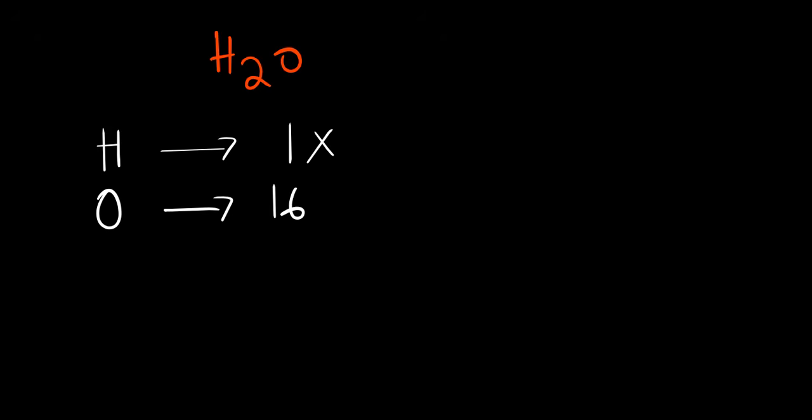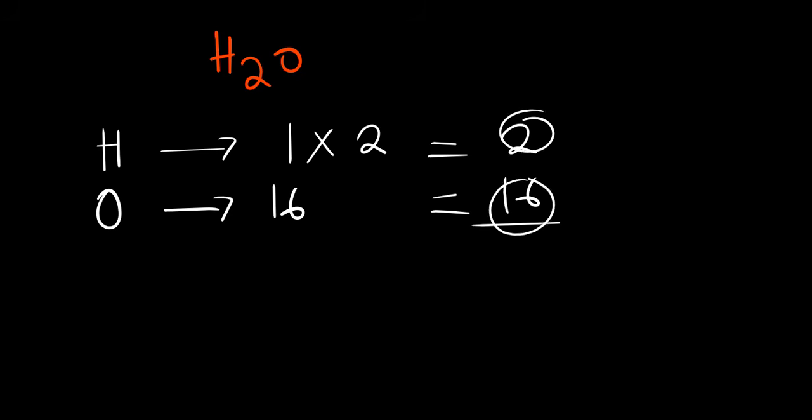Therefore, what am I going to have? I'm going to have 2 for hydrogen. I'm going to have 16 for oxygen. Now when I add 2 plus 16, I'm just going to get 18. So that will be our molar mass. Now molar mass has units, so this is going to be 18 grams per mole. Easy, right? Let's solve another one.